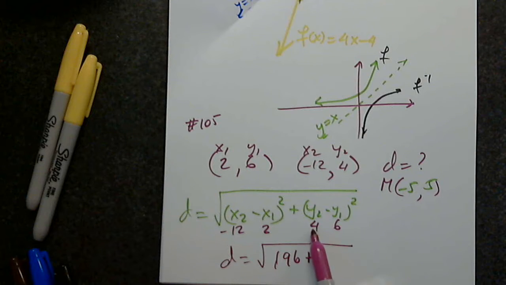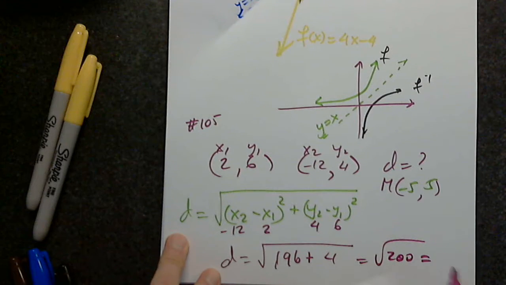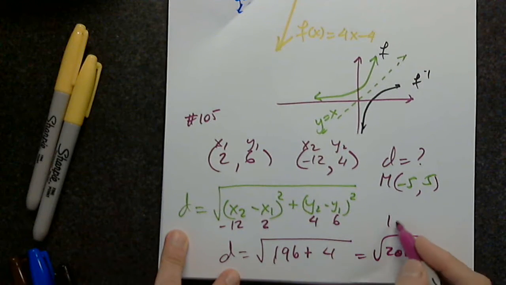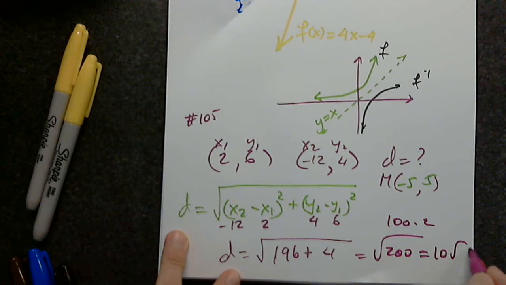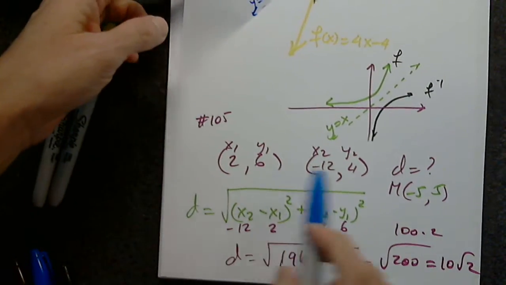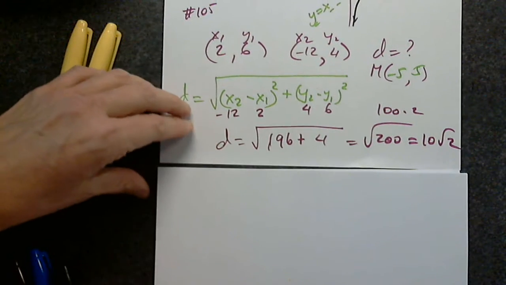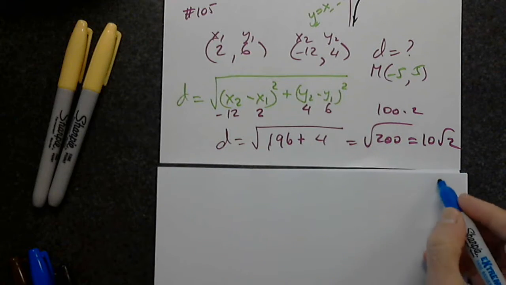Plus 4 minus 6. Negative 2 squared, 4. Very good. So this is the square root of 200. And remember, we have to simplify it as 100 times 2. So it's 10 square root of 2. So that's how we get the exact distance between these two ordered pairs, the length of the line segment connecting them.